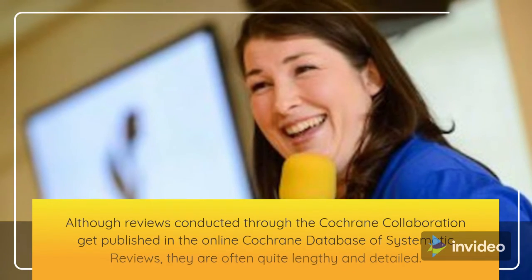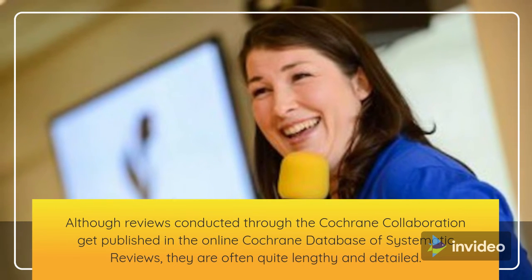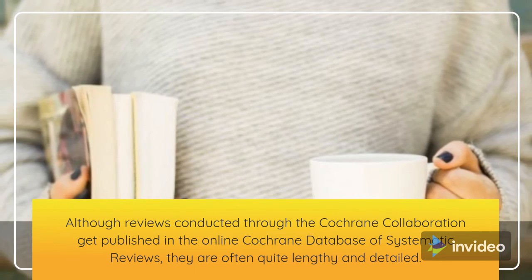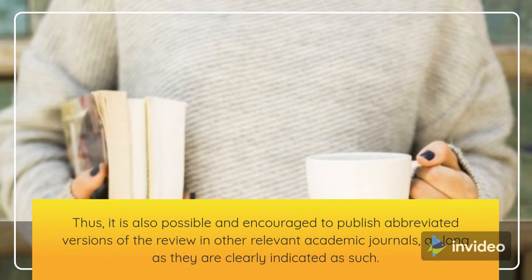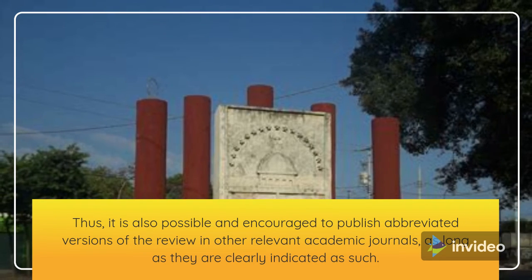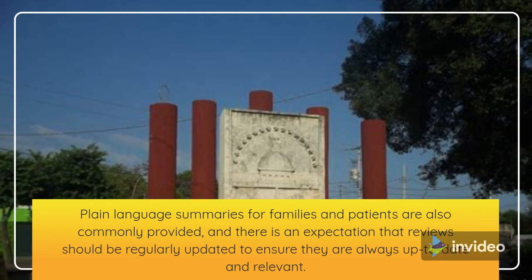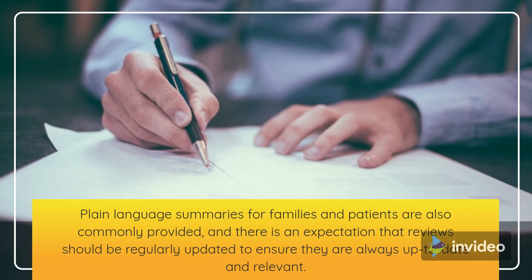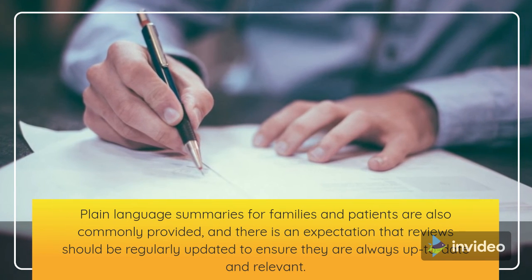Although reviews conducted through the Cochrane collaboration get published in the online Cochrane database of systematic reviews, they are often quite lengthy and detailed. Thus, it is also possible and encouraged to publish abbreviated versions of the review in other relevant academic journals, as long as they are clearly indicated as such. Plain language summaries for families and patients are also commonly provided, and there is an expectation that reviews should be regularly updated to ensure they are always up to date and relevant.